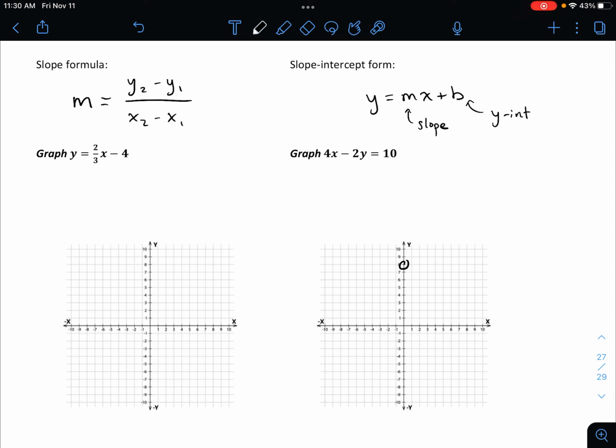It's not just any y value. I mean, it is a y value, but it's a specific type. It's the y-intercept. This y right here on the left side, that's not the y-intercept. That's just the y-coordinate of a specific point on the graph.